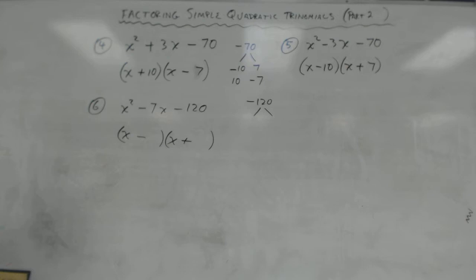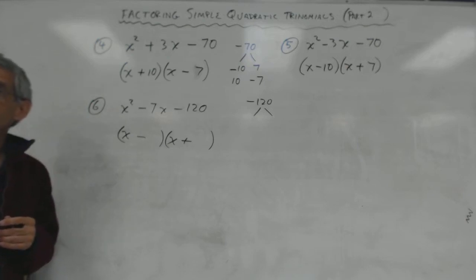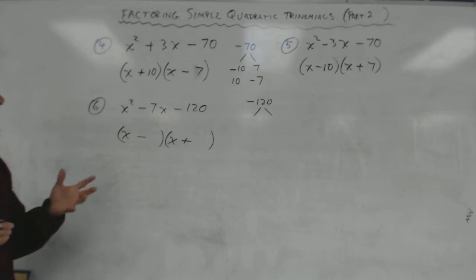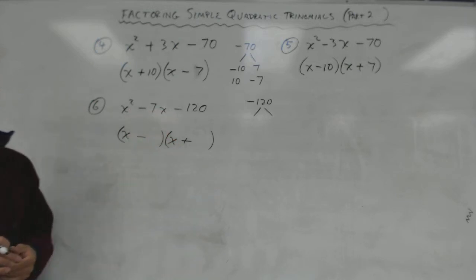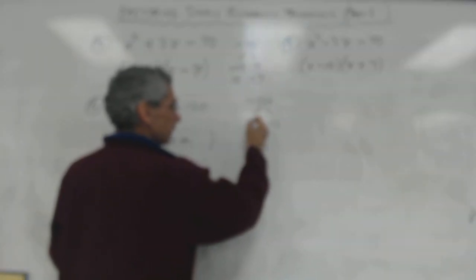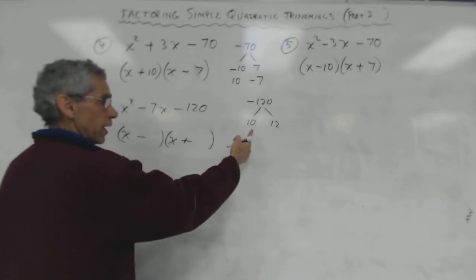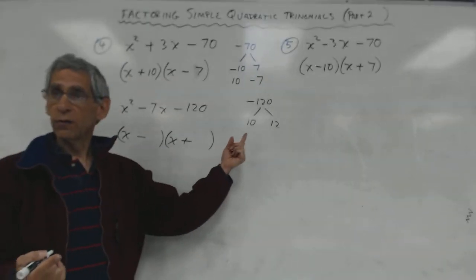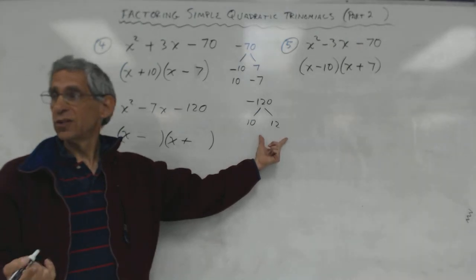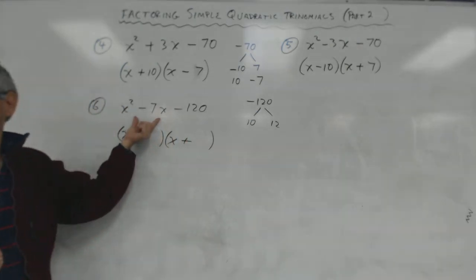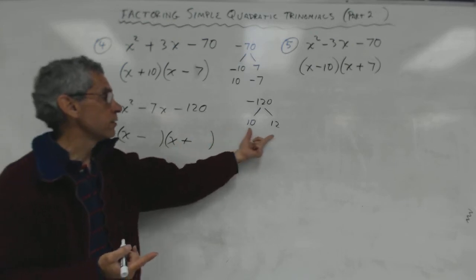So this is where a factor tree is useful, right? Sometimes you'll think about it and you'll figure out, oh, I know it's 12 times 10. But no. Let's try that. Let's just try 10 times 12. If one of those was positive and one of them is negative, I would have a difference of 2, right? It's got to be 7, right? So it's not going to work.